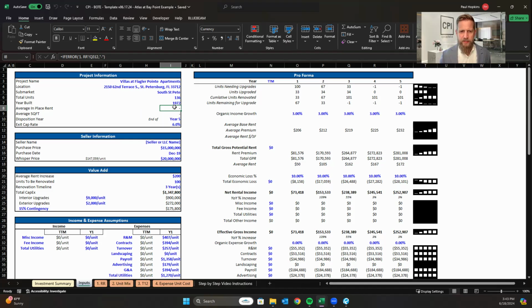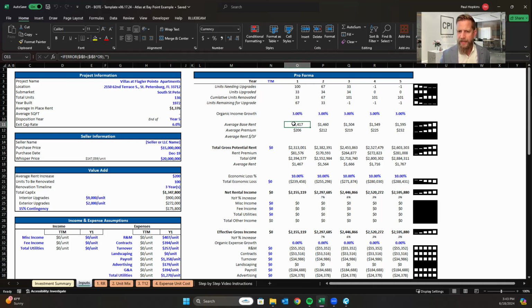Now, like I said, this information is pulling straight off of the rent roll, but if you don't want to enter in that rent roll, that's totally fine. So you could start entering in the average in place rents. So 1376 is the average in place rents that I know about for this property. And now you can see the year one pro forma here with the 3% growth. You're at an average base rent of 1417.